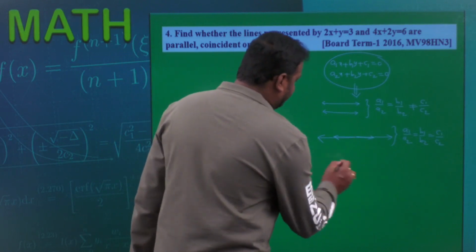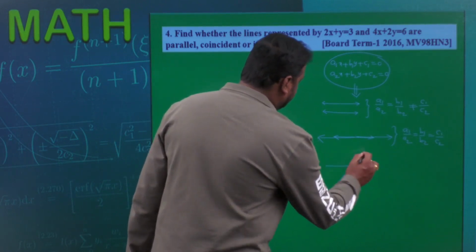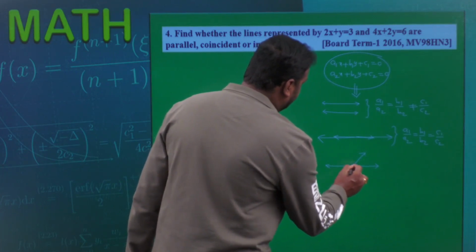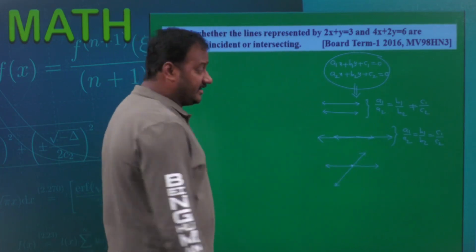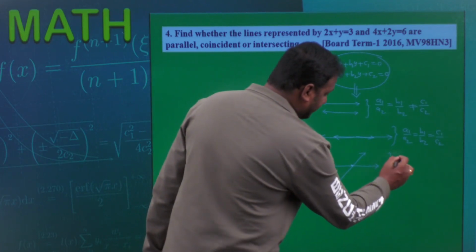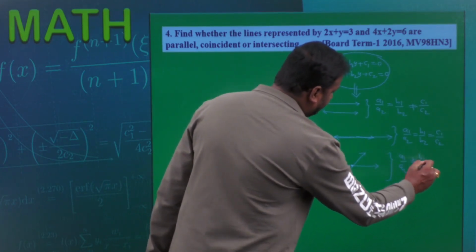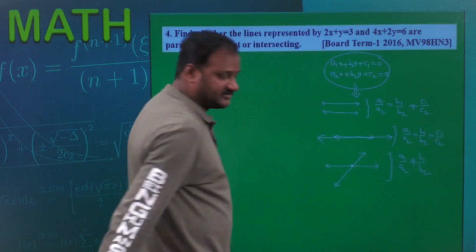And when are they said to be intersecting lines? These two are two lines which are called intersecting lines. There is only a unique common solution. In which case are they said to be intersecting lines? Only when A1 by A2 is not equal to B1 by B2, irrespective of C1 by C2.